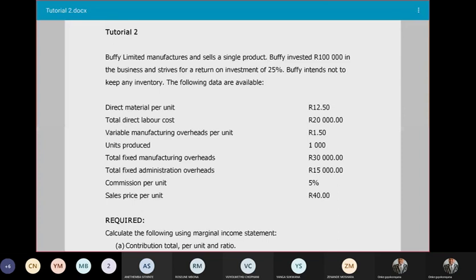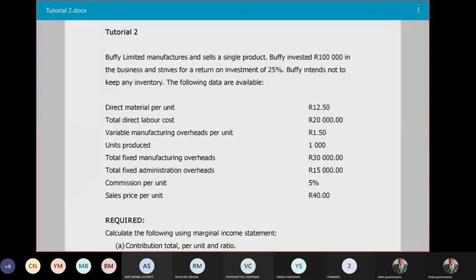So this is our first tutorial that we're going to look at today, where it says Parfait Limited manufactures and sells a single product. This is also the second question in your question bank in the textbook. Parfait invested 100,000 in the business and strives for a return on investment of 25%. Parfait intends not to keep any inventory. This simply means that we don't have opening or closing inventory. That's the intention of the owner. Whatever we've manufactured, we are going to sell everything. Then the following data are available.